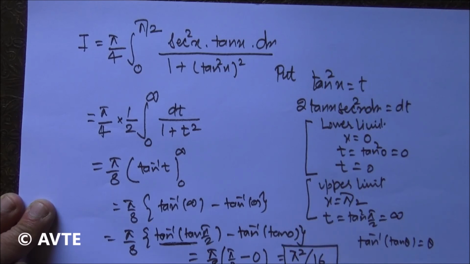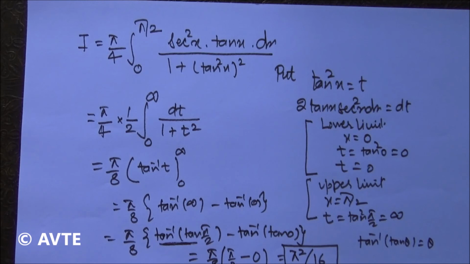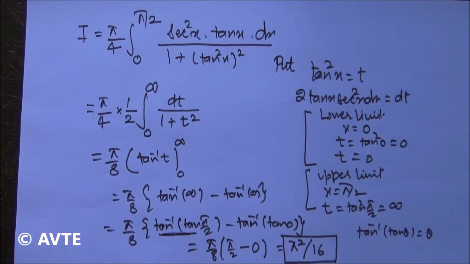So it is very simple to concentrate. Initially we applied 0 to a, and then because of sine raised to power 4 and cos raised to power 4, we divided each term by cos to the power 4, and the answer is pi squared by 16. You can see that the answer is pi squared by 16.